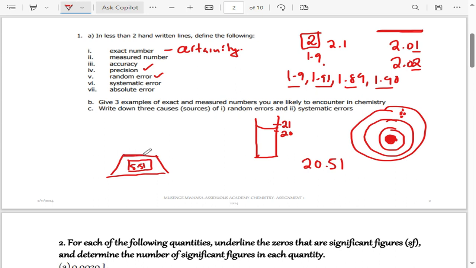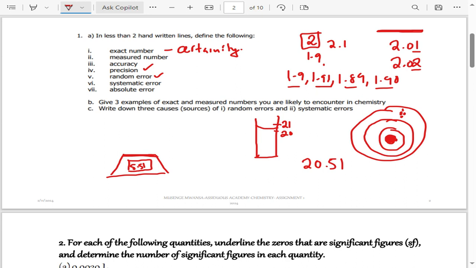That might be due to the wind in the environment, and that is raising the weight of your object. So that is a random error, and you can't stay away from it because it's part of the environment. Now, a systematic error is an error that is going to be seen when there is actually a problem with the calibration of the instrument.